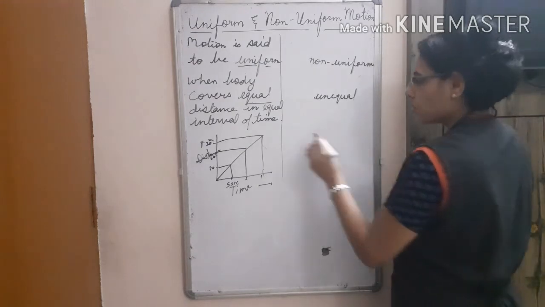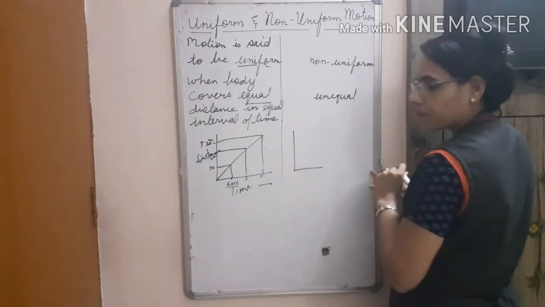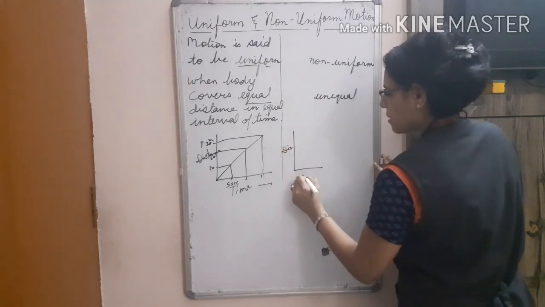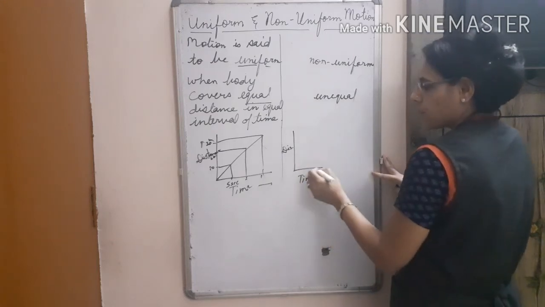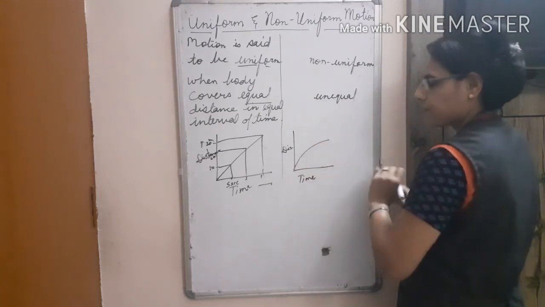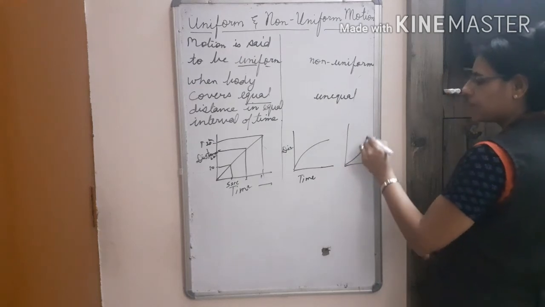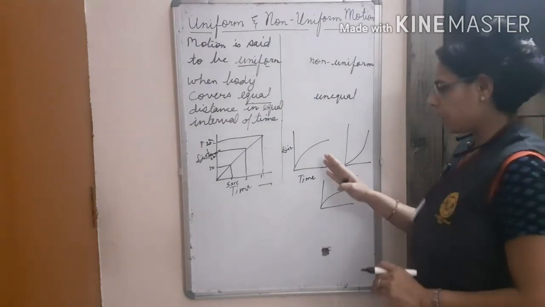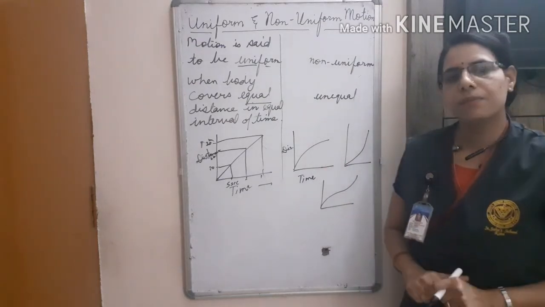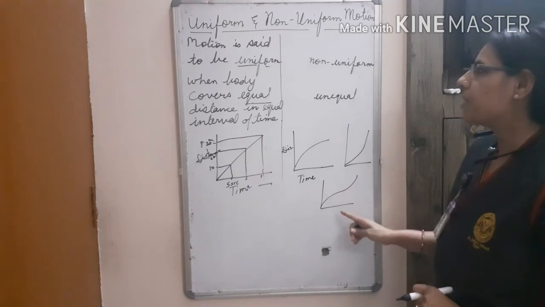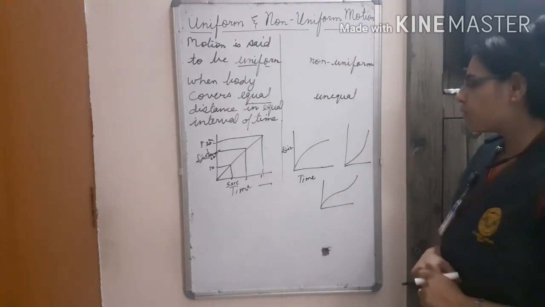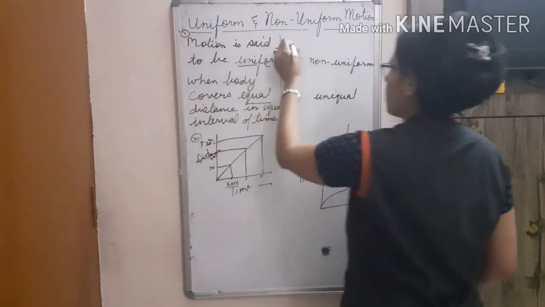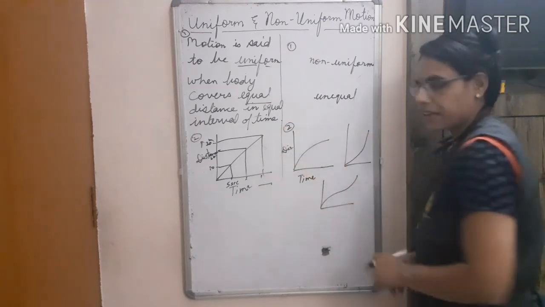But for the non-uniform motion, we can obtain graphs of different types. On the distance-time graph, we can obtain a graph like this, like this, or like this. So when we obtain a curve-shaped graph, this type of graph indicates non-uniform motion. So the second point is the type of graph. This is the first point. This is the second point.